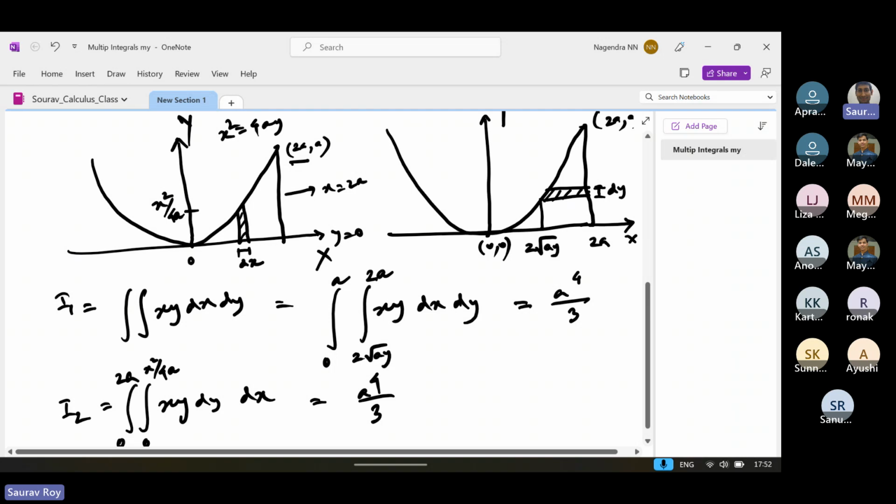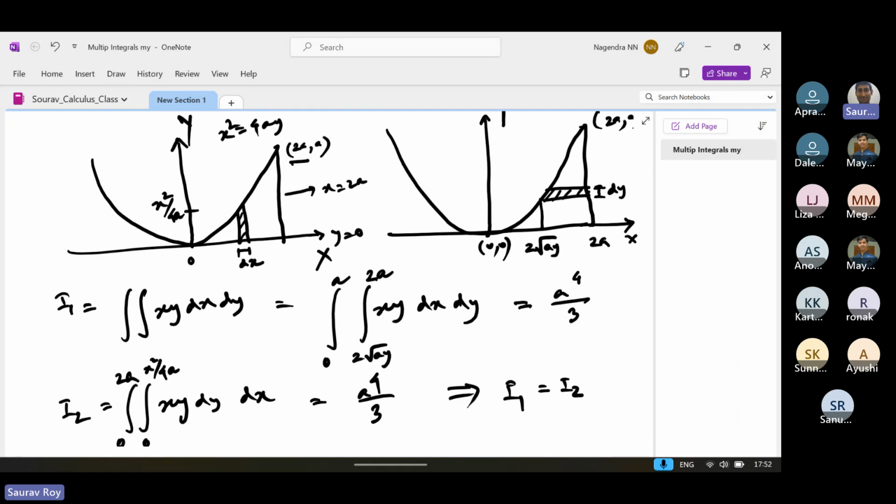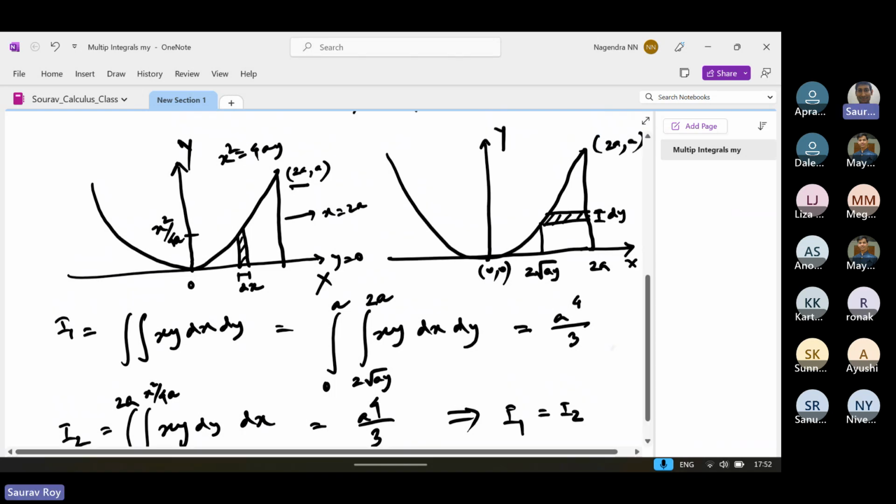So that's why I1 equals I2. Do you guys have any question on this? You can ask.